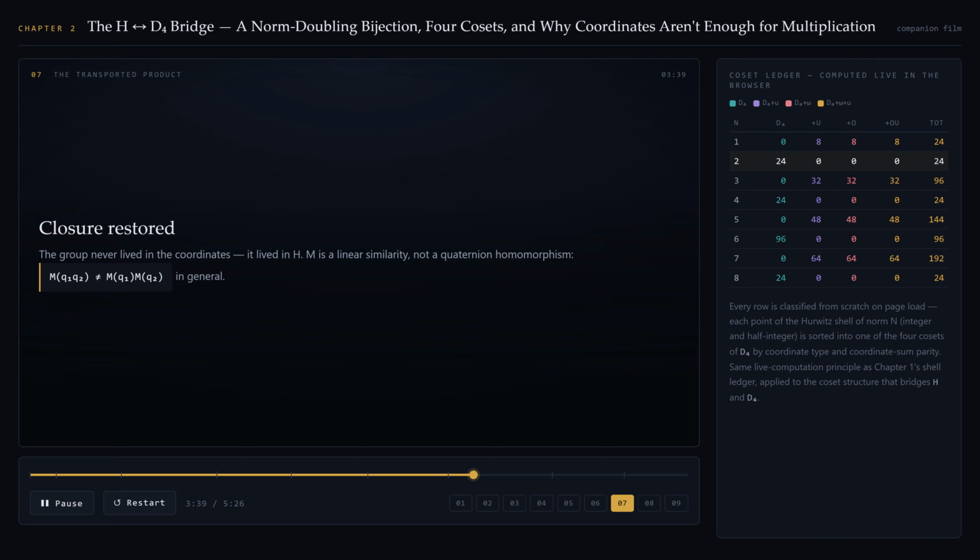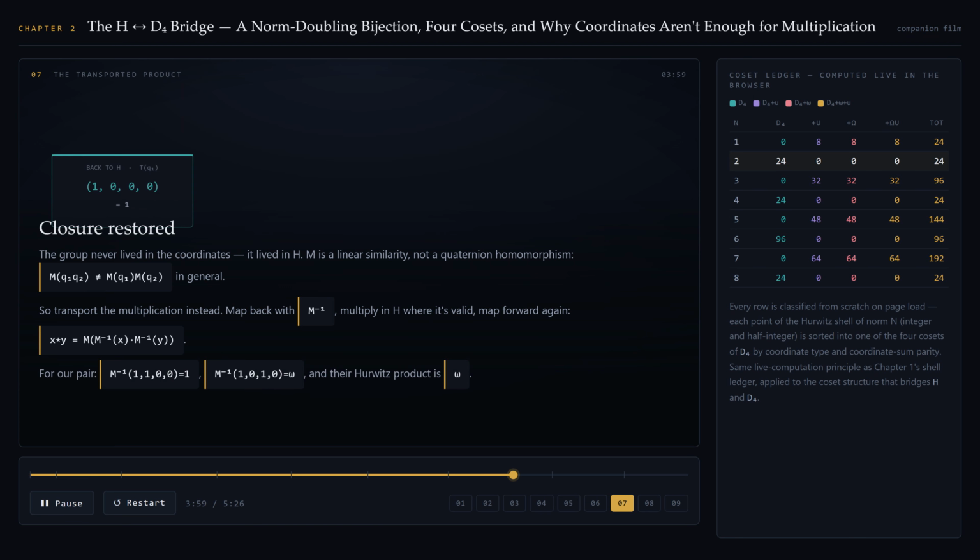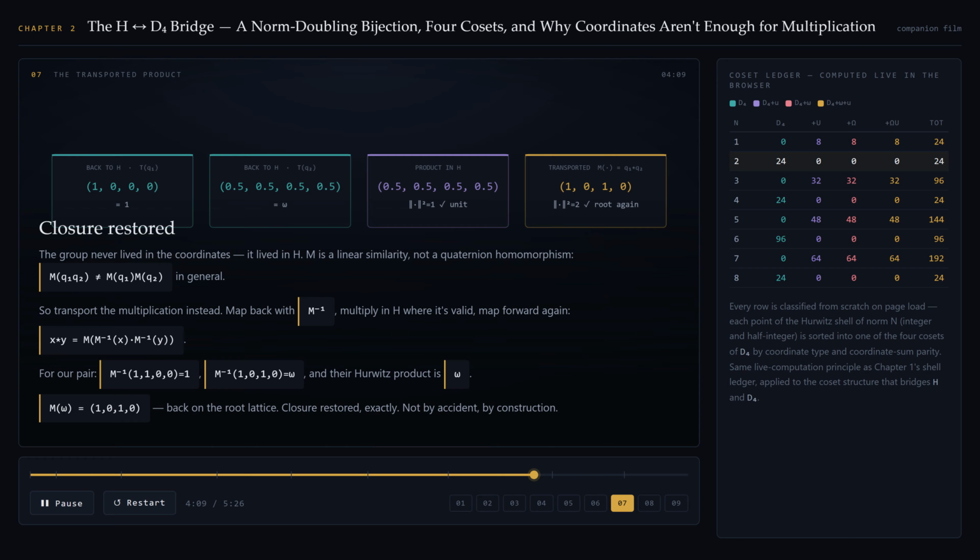Now forget where the D4 roots came from. Take two of them, (1,1,0,0) and (1,0,1,0), and multiply their raw coordinates as quaternions directly. The product, (1,1,1,1), has norm 4. Not norm 2. Not one of the 24 roots at all. Closure just broke. Did the group disappear, or is something else wrong?